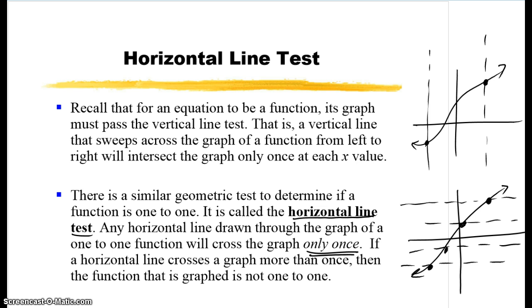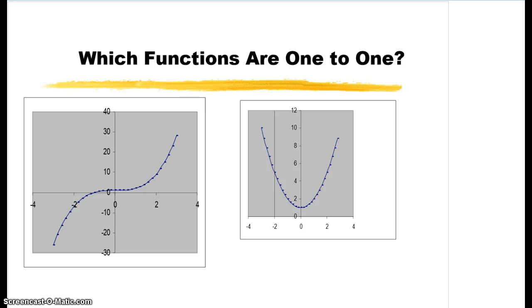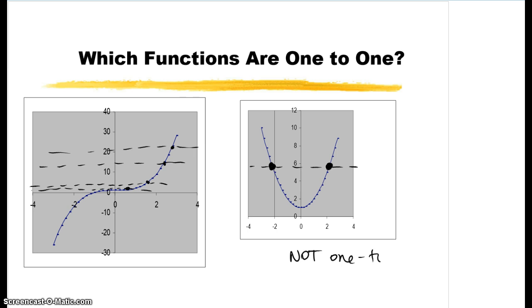Why don't we take a look at some other examples here. How about this function on the left? Is this one-to-one? Well, the answer is yes, because if I pass a horizontal line through my graph, it's going to hit at most once. Even over here at the bottom, it might seem like it doesn't, but it only hits once at one place only. If you look at the parabola on the other hand, this function is not one-to-one because this horizontal line that I just drew intersected my graph twice at two different points. So this is not one-to-one.